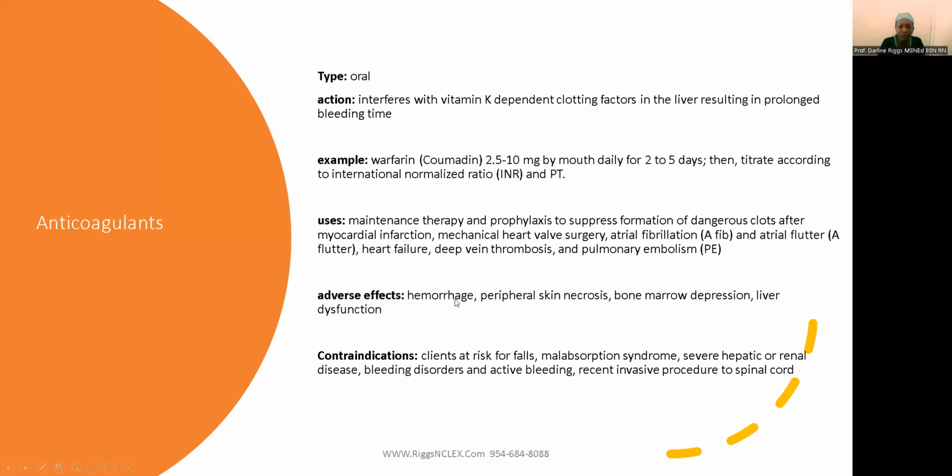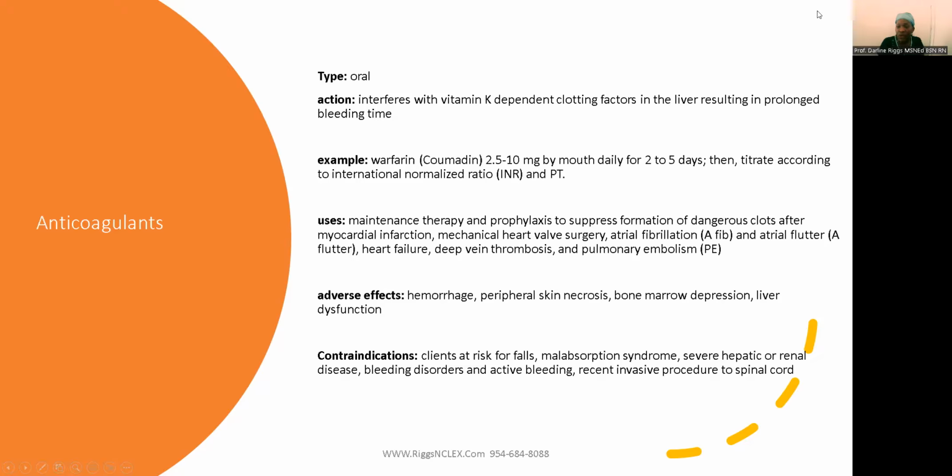Not much I can do about that. Okay. We still have a few more drugs. So with the anticoagulants, that's oral Coumadin warfarin. So you know how they work. You know their interaction. It's going to interfere with vitamin K dependent clotting in the liver, as I mentioned earlier, which causes prolonged bleeding. That's how they thin the blood.